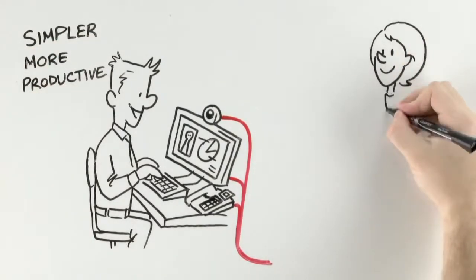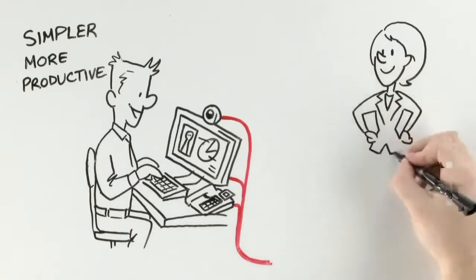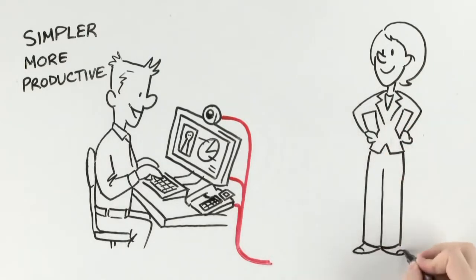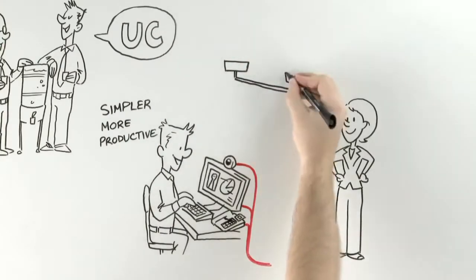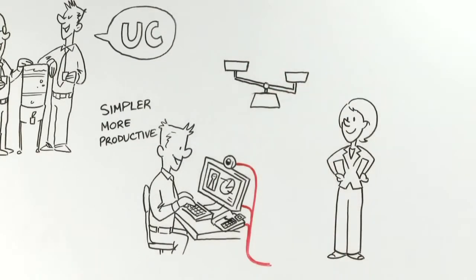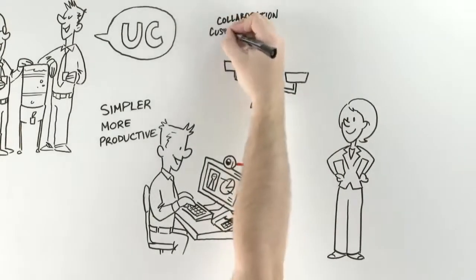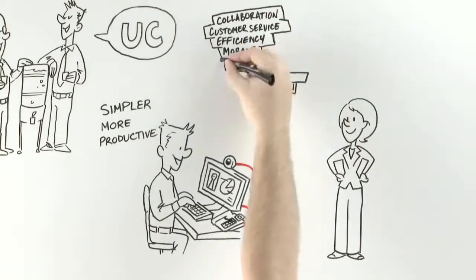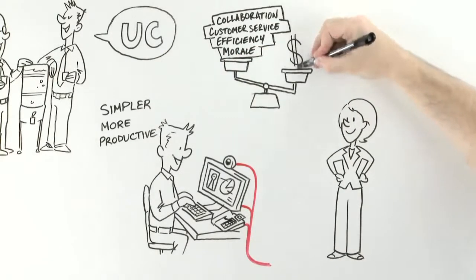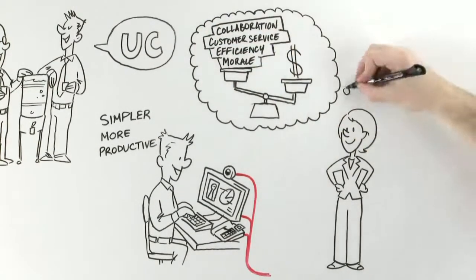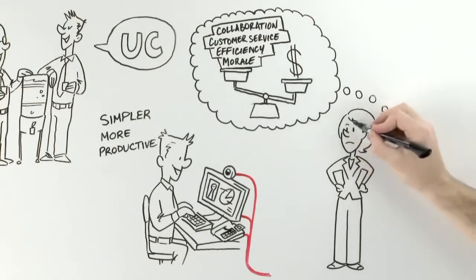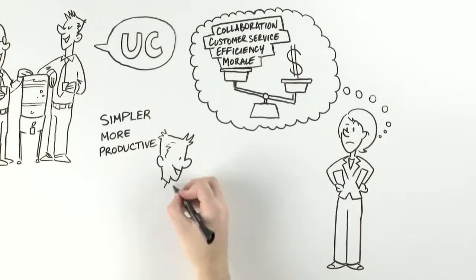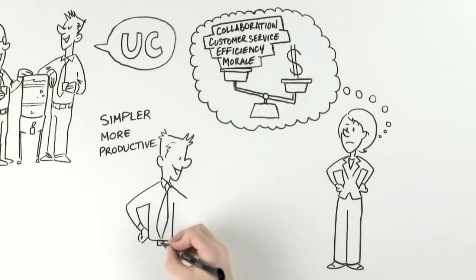But every major IT project these days needs to pass the return on investment test to win the support of the CFO. UC presents a unique challenge because even though we know UC can improve collaboration, customer service, employee efficiency, and even morale, how do you assign a hard dollar figure to those benefits? Without hard figures, your CFO isn't going to be too happy, right? So how do you build a solid business case for UC?